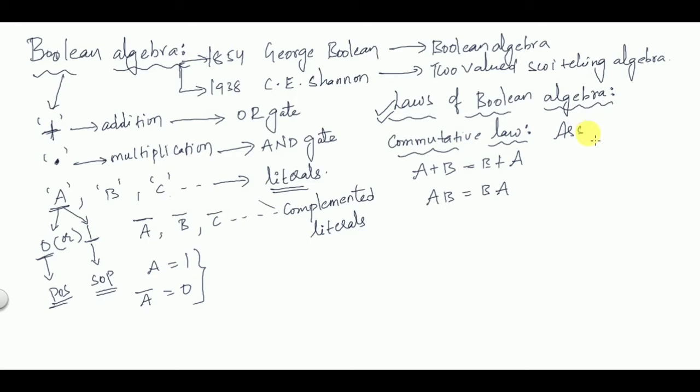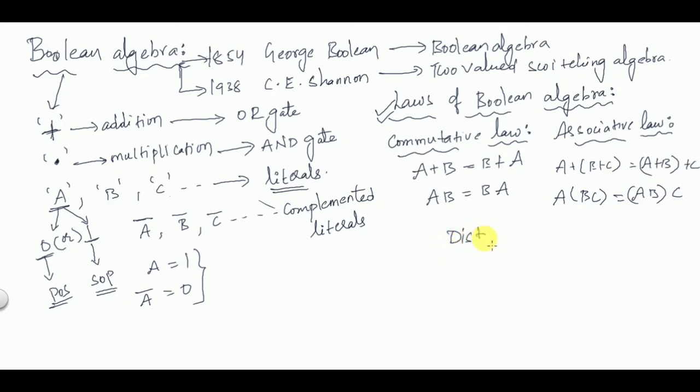Similarly, the associative law, that is, a plus (b plus c) is equal to (a plus b) plus c. Similarly, a(bc) is equal to (ab)c. The final one is the distributive law. It tells that a into (b plus c) is equal to ab plus ac.